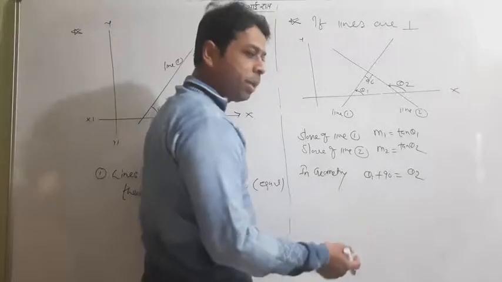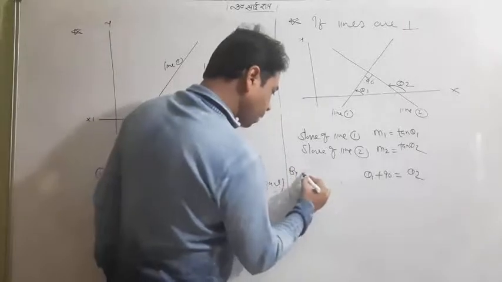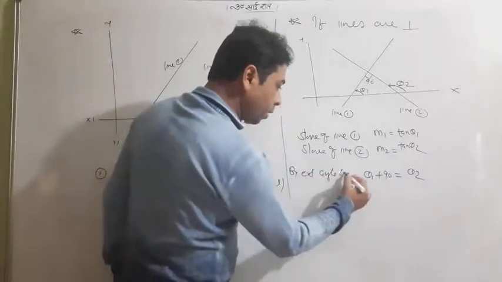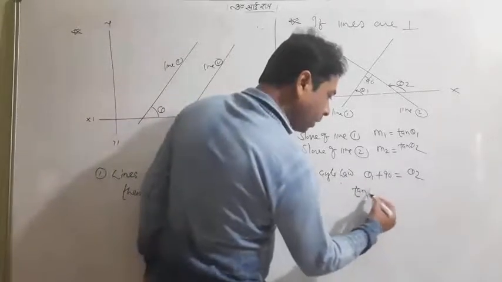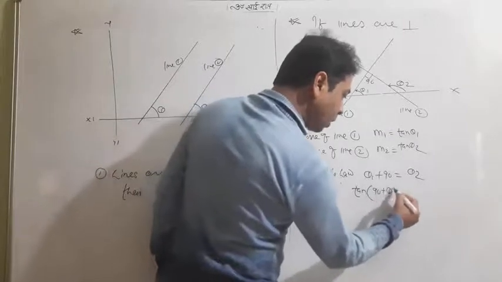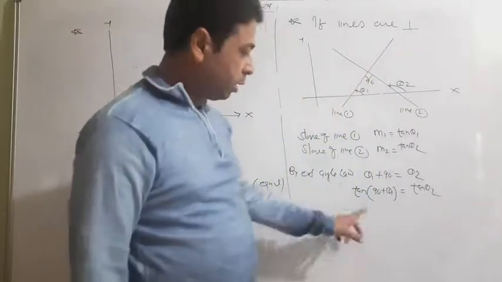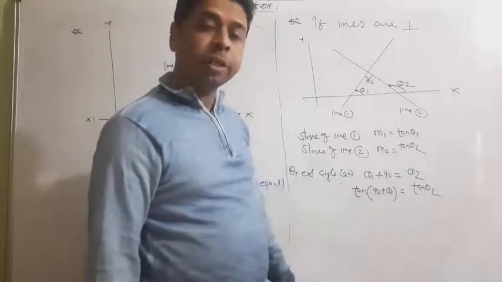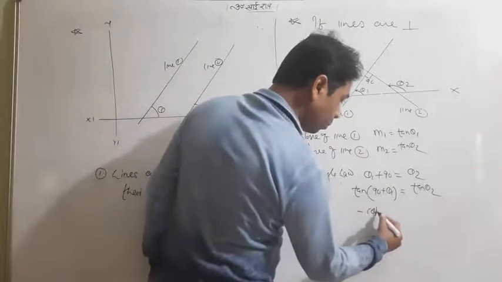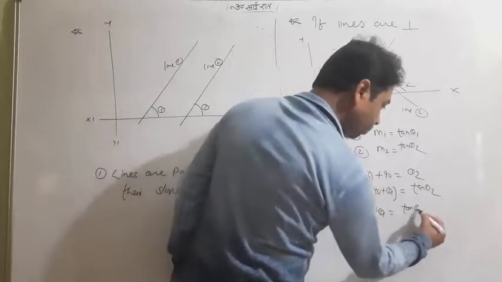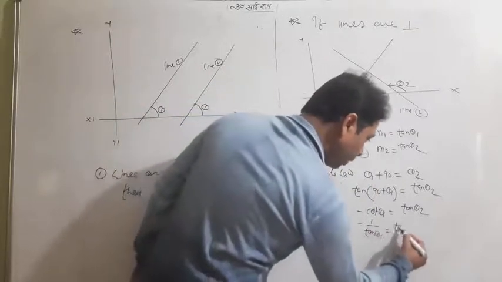From where did it come? It's the exterior angle formula in geometry: theta 1 plus 90 equals theta 2. Can I operate tan on both sides? Suppose I write 90 plus theta 1, and I operate tan on both sides. Now tan of 90 plus theta, in that quadrant, comes minus cot theta. You should know, minus cot theta. And this is tan theta 2. Now I write cot as 1 by tan theta 1, so minus 1 by tan theta 1 equals tan theta 2.